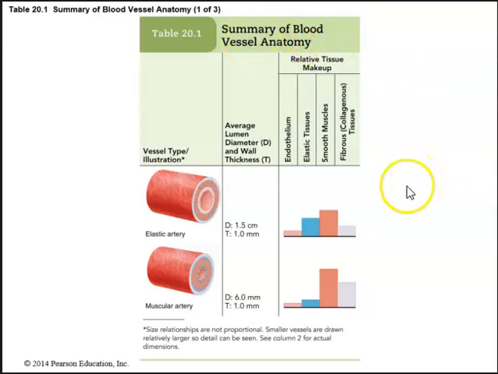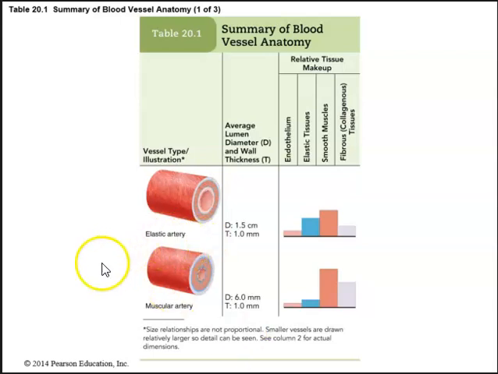and it compares the average lumen diameter and wall thickness of the different types of vessels, and then it'll show you the relative tissue makeup within the endothelium, elastic tissues, smooth muscles, as well as fibrous collagenous tissues. So I would definitely, just to summarize the general characteristics of the blood vessels that we talked about in the previous slides, use this table to study.